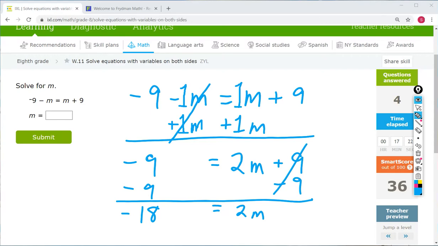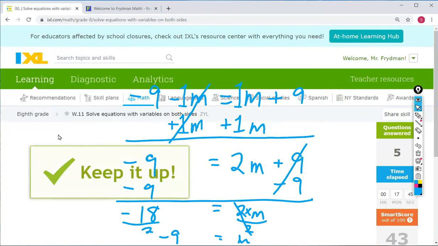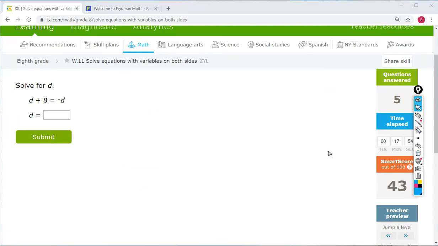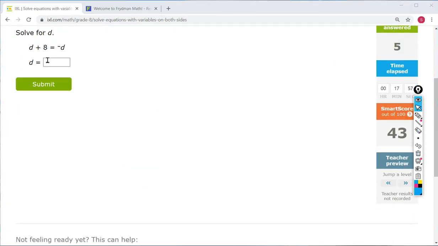Now 2m, this is like 2 times m, so I'll divide both sides by 2. So now I have m equals negative divided by positive is negative, so I get negative 9 there. So m is equal to negative 9. Again, just remember to put a 1 in front of both of these d's.